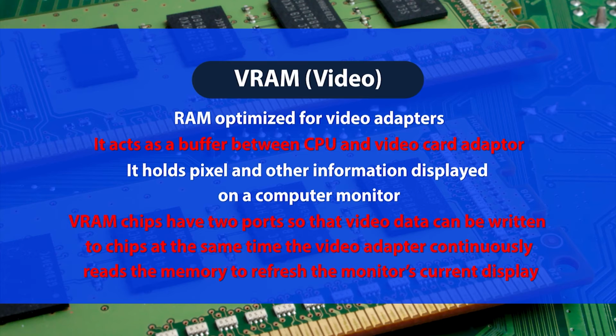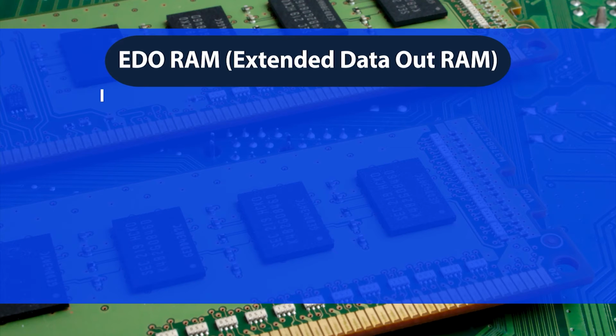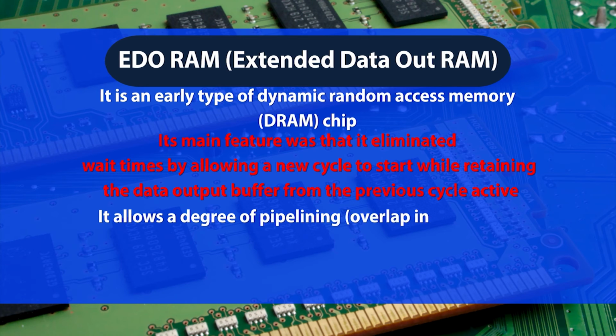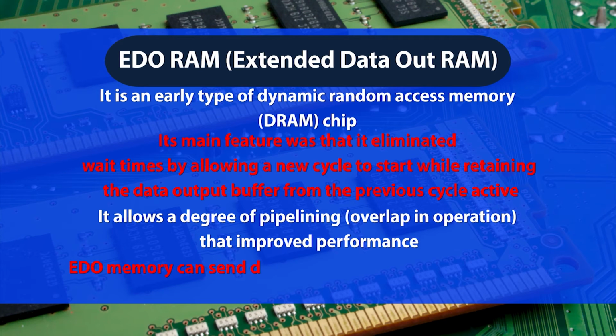At the same time there is a video adapter which continuously reads the memory to refresh the monitor's current display. There are other types of RAM, that is extended data out RAM, that is EDO RAM. They are early types of dynamic access memory chips, and the main feature of them was to eliminate wait time by allowing a new cycle to start while retaining the data output buffer from the previous active cycle. Now they are mostly being replaced by the SDRAM and the DDR SDRAMs.